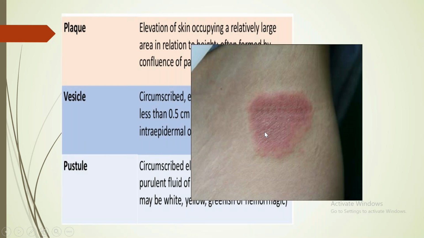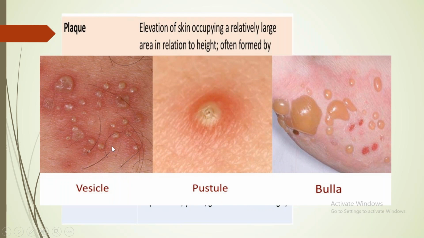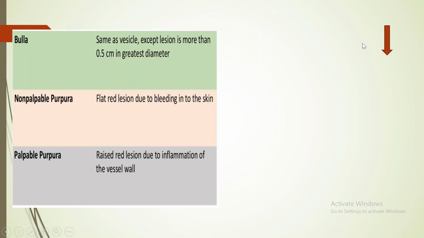So this is a plaque, as you can see in the photo. Then the first lesion is the clear fluid, which is the vesicle. The next photograph shows the yellowish colored fluid, which is the pustule, and this is the large bulla. So bullae are the same as vesicles, that is, they are clear fluid-filled lesions, but they are more than 0.5 centimeter in diameter. They are much larger. Like when you have a burn, most commonly you have superficial bulla formation, or in cases of staphylococcal infections, you can have bulla formation.